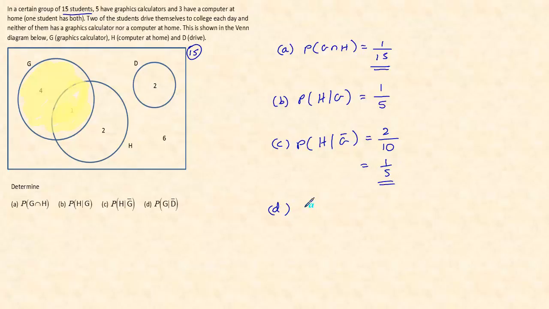And finally, we want the probability of G given not D. So not D, what I'm going to do is I'm actually going to shade D, and we'll consider everything that isn't shaded. So that involves 13 students. For G to have occurred is these 5 students, so that's 5/13.